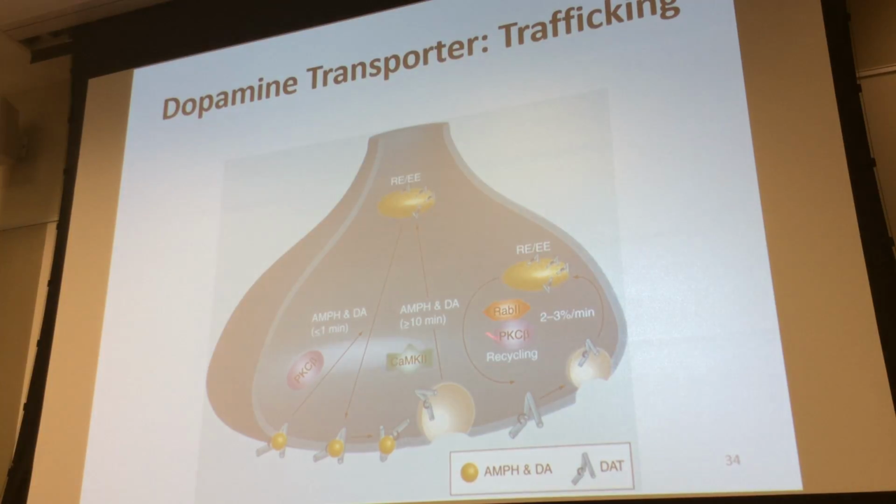Okay, here are the Rab proteins that are involved in the dopamine transporter. RE means the recycling endosome; EE is the early endosome. When the transporter recycles, it goes to the early endosome for internalization, then goes to the recycling endosome for the receptor to go back to normal. Okay?